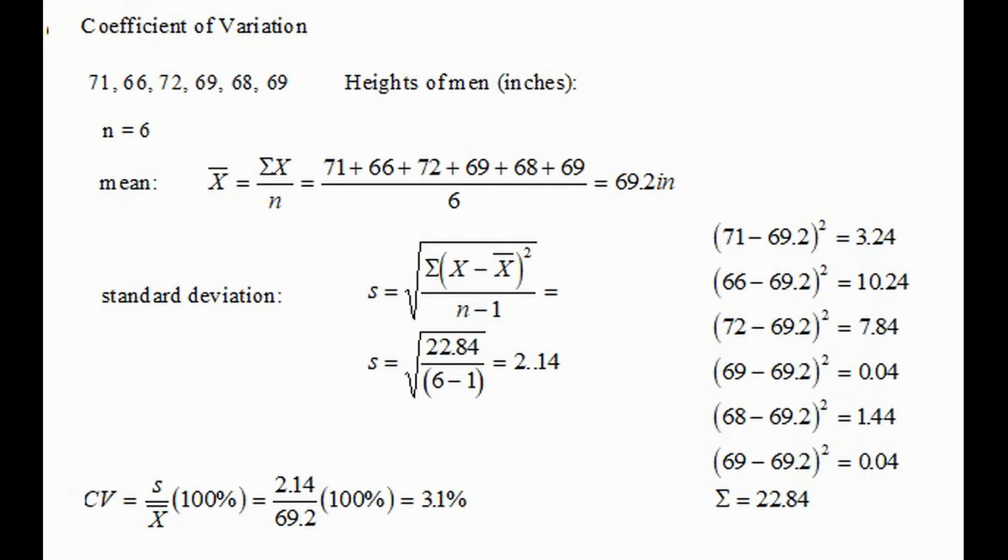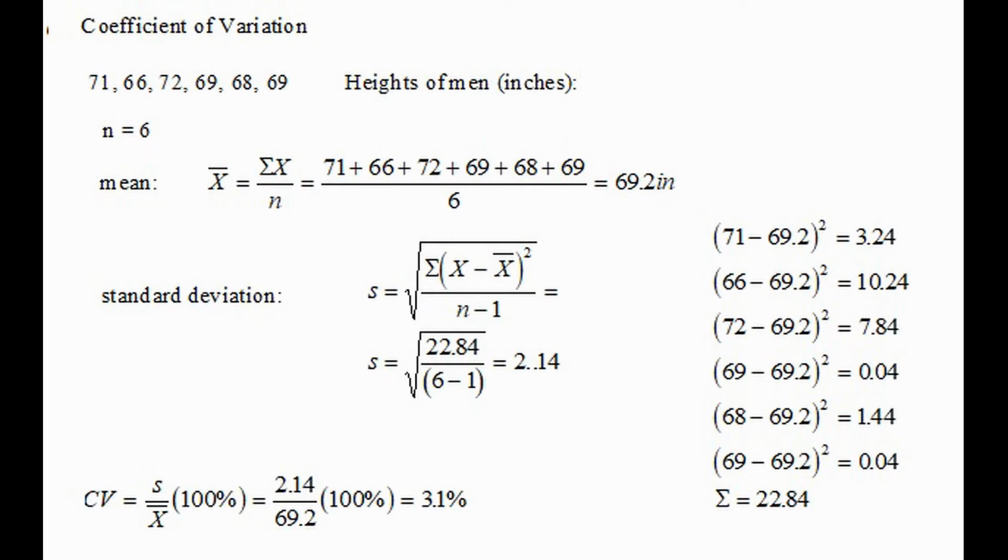What we've done is we found the mean, which is 69.2 inches, but now we need to find the standard deviation using the formula we've done before. We make a table of (x minus x-bar) squared. That is, we take each element and subtract the mean and then square it. And then finally, we're going to sum all of these numbers together.